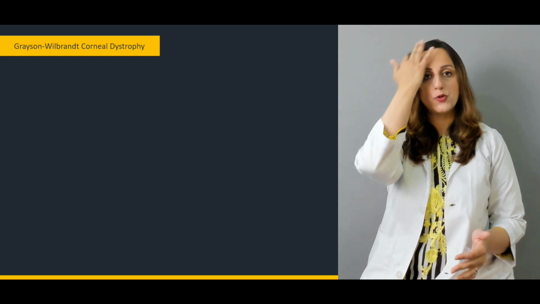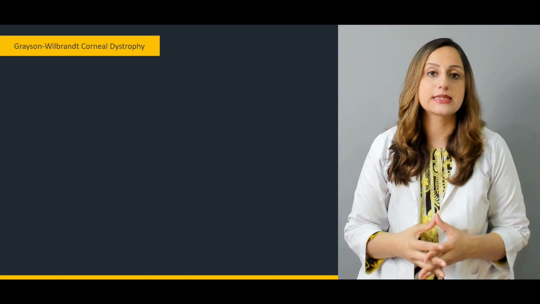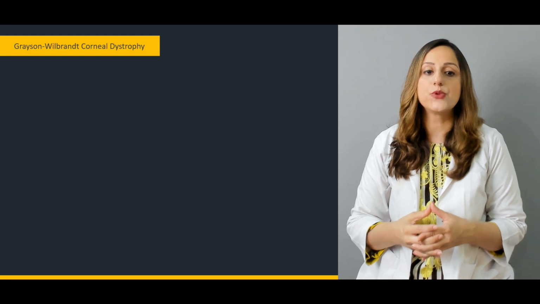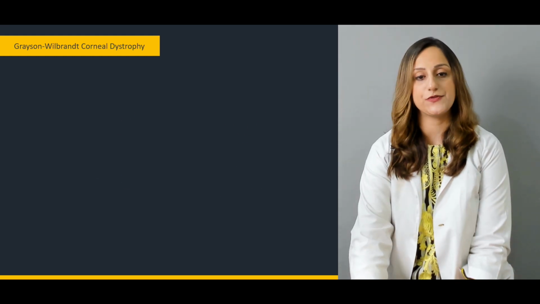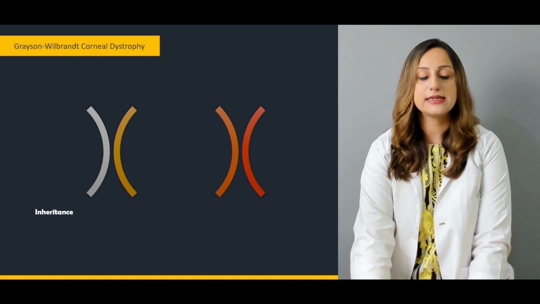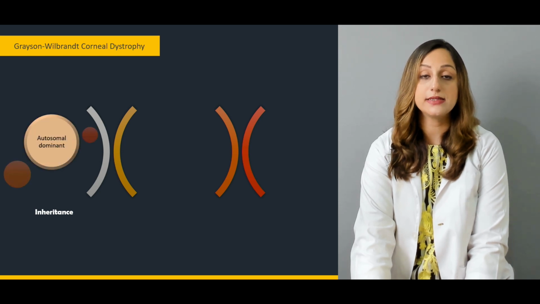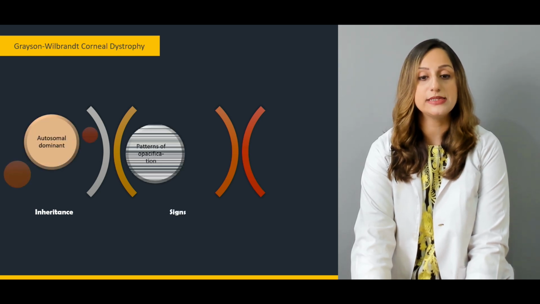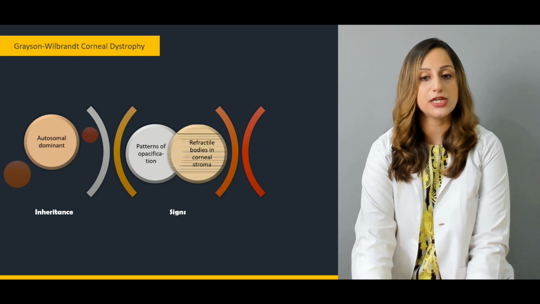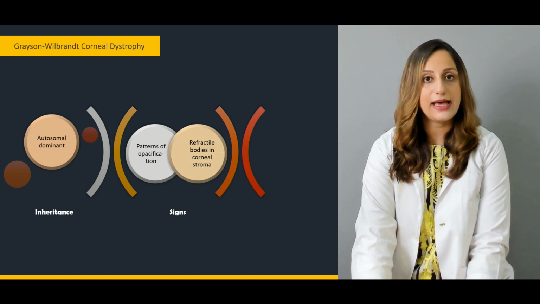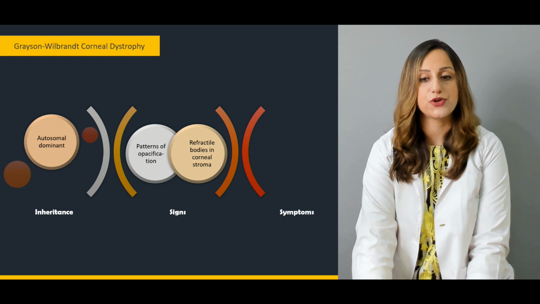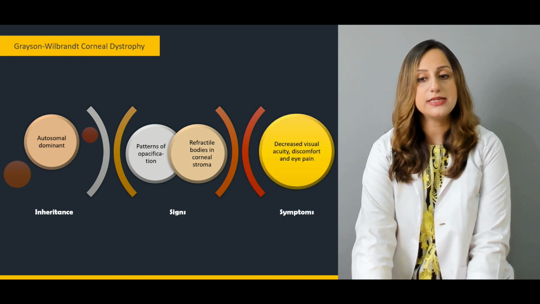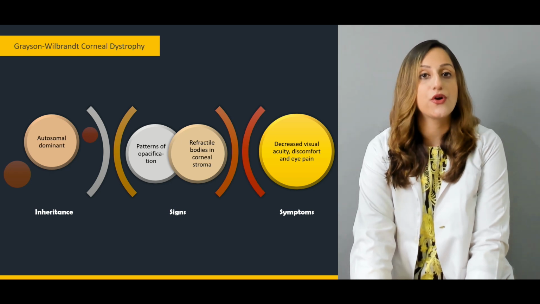Moving on, another variant which can also be discussed is Grayson-Wilbrandt corneal dystrophy. Just summarizing the key features, the inheritance pattern is autosomal dominant. The signs are the patterns of opacification noted, as well as refractile bodies in the corneal stroma. The symptoms are decreased visual acuity, discomfort, and eye pain, which is a common feature for all of the corneal dystrophies.